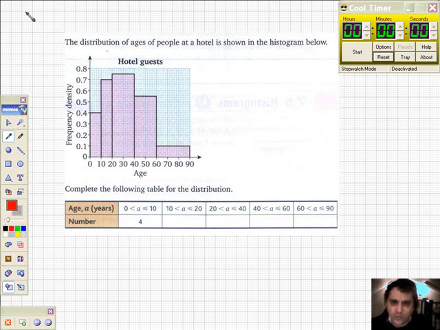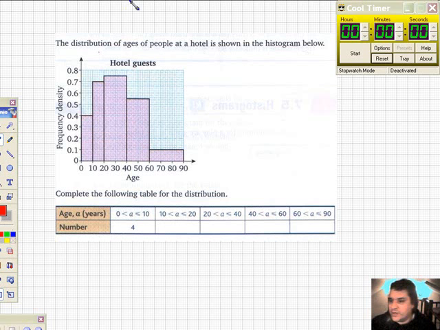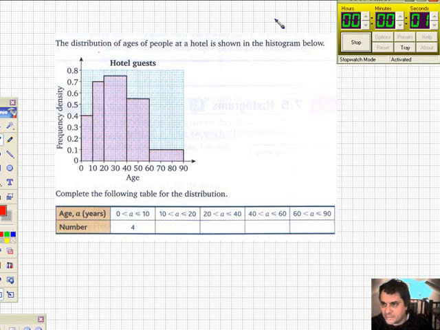Hello, in question 4 we have a ready-made histogram for us with unequal bar widths, clearly so. It wants us to complete the table for distribution, in other words work out the number, in other words work out the frequency. Start the clock. Alright, so what have we got here?